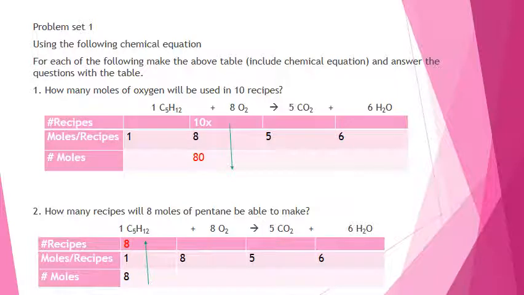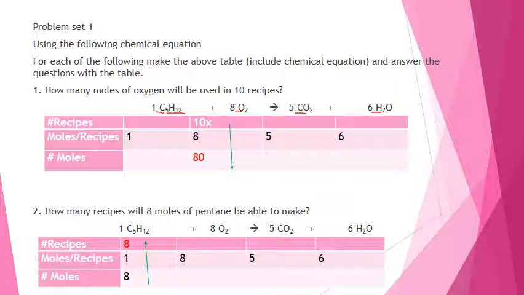All right, the first problem set. There were just a couple problems here, and this is going to relate to similarities between cups and recipes, but instead of using cups, we use moles per recipe. And the chemical equation is that there's one pentane for 8 oxygens, for 5 carbon dioxides, and 6 waters. And you got these numbers by balancing the equation.